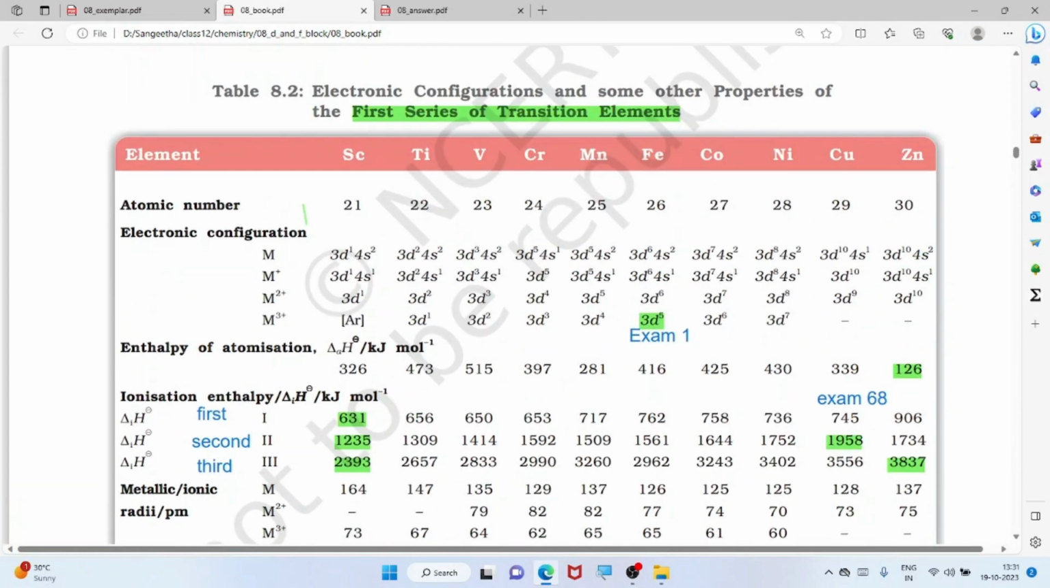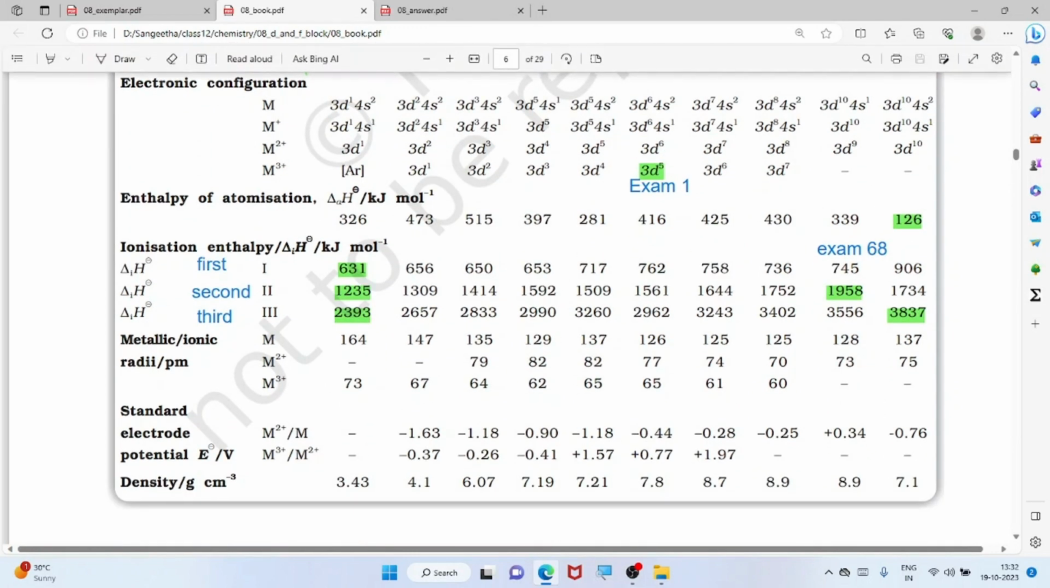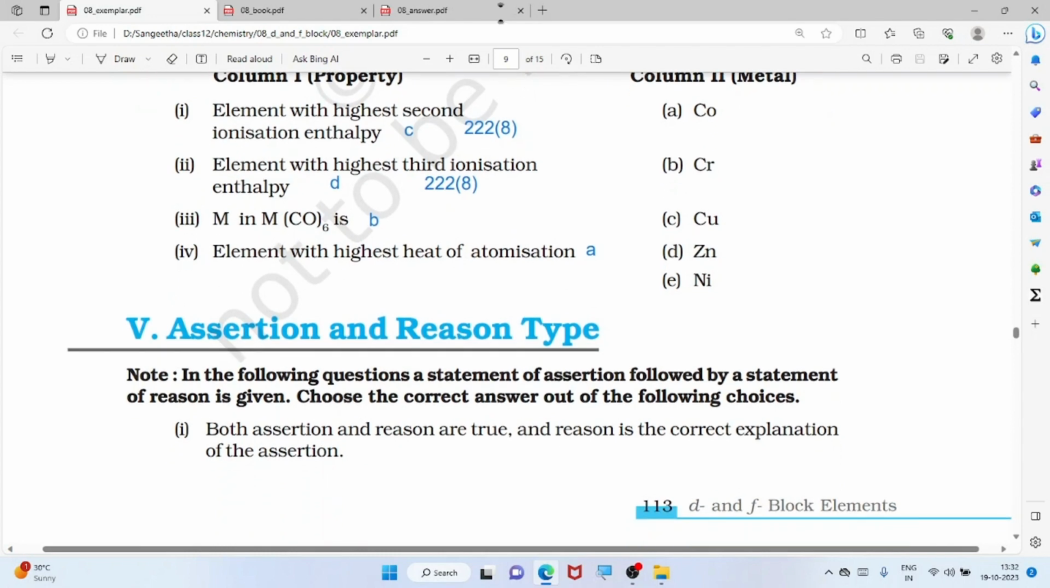So here the copper and zinc. Okay, always second ionization enthalpy is more than the first ionization enthalpy. Third ionization will be more than the second. Okay, I already told you. This is highest second ionization, highest third ionization enthalpy. So this M in this is this.